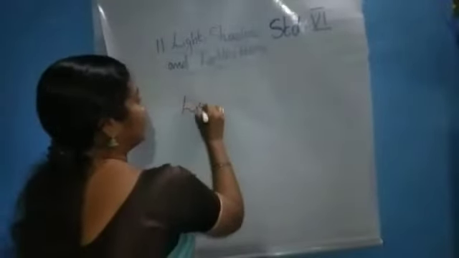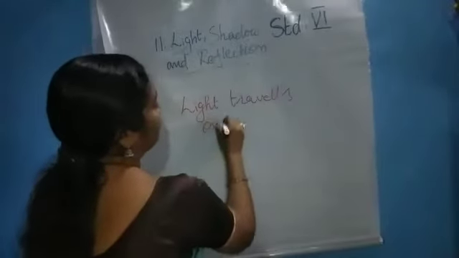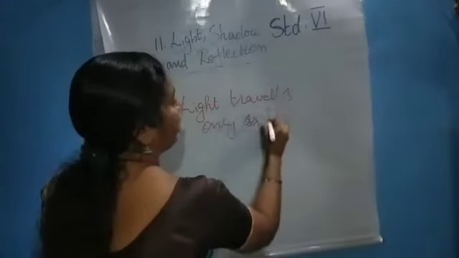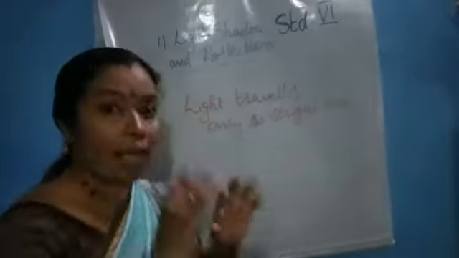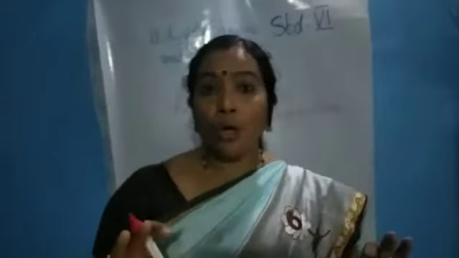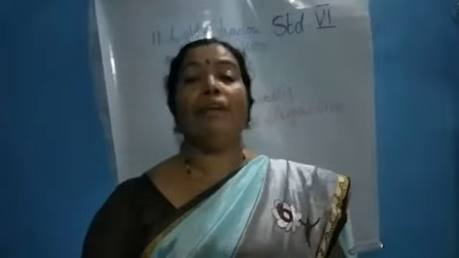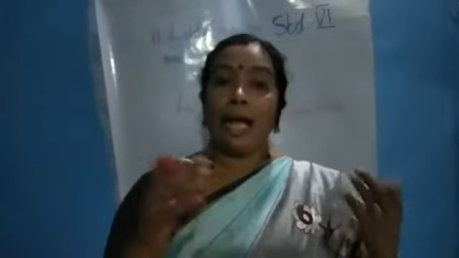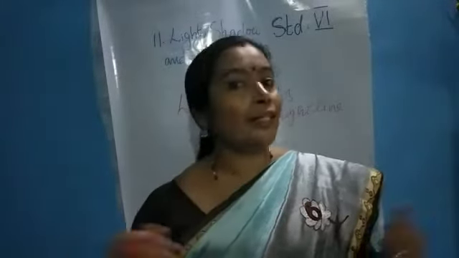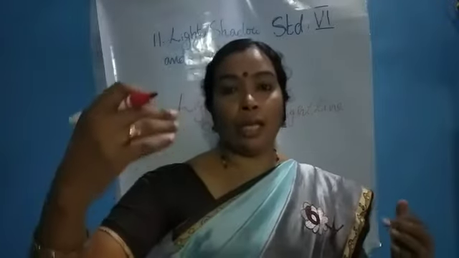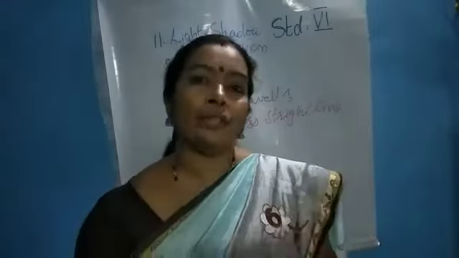Light travels only as straight lines. It means the path of the light is a straight one. So if any opaque object comes in between the path of the light, we will get the shadow. If light had the property to bend around the opaque object, we wouldn't get the shadow of that. The light won't take any diversion. Okay, so light travels only in a straight line.